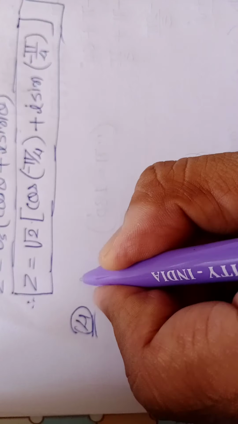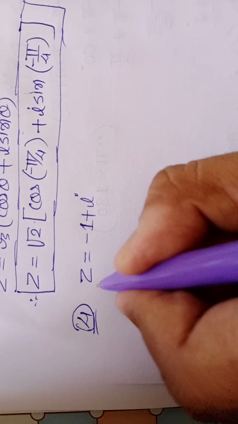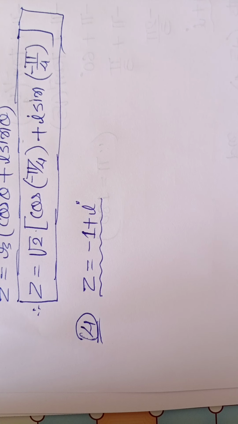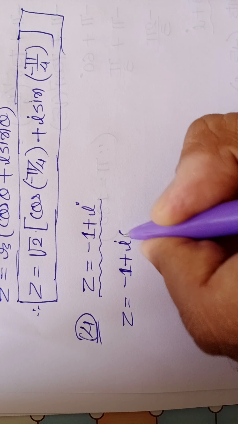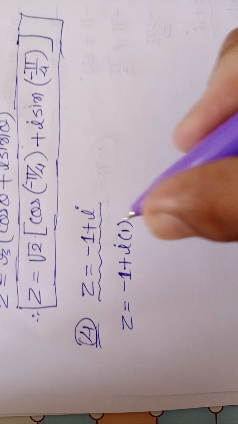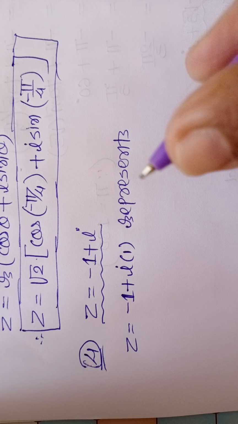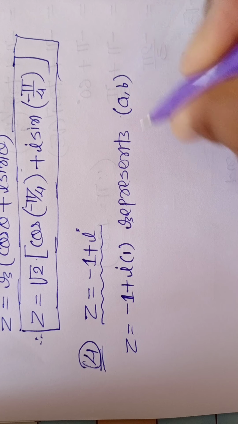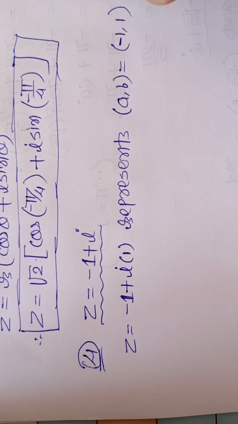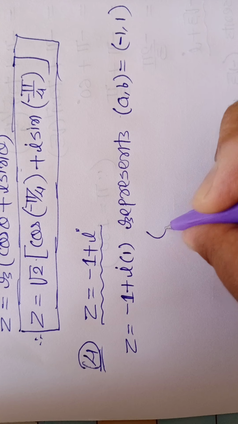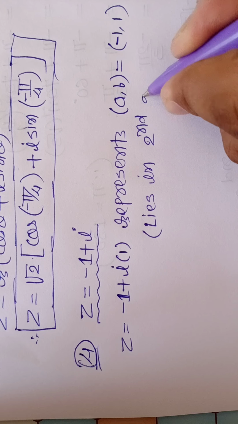z is equal to minus 1 plus i. So minus 1 plus i. Again, just write it as a plus ib. Then I can say that z equals minus 1 plus i into 1. Right? This represents a, b as a point. So what point does it represent? a is minus 1 and b is 1. Minus, plus lies in the second quadrant. See here, it lies in the second quadrant.